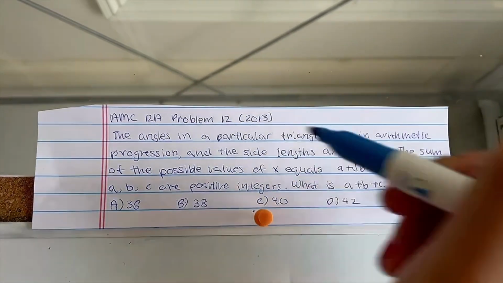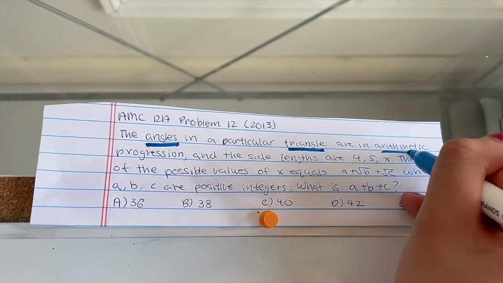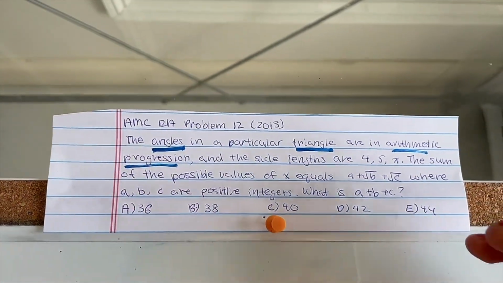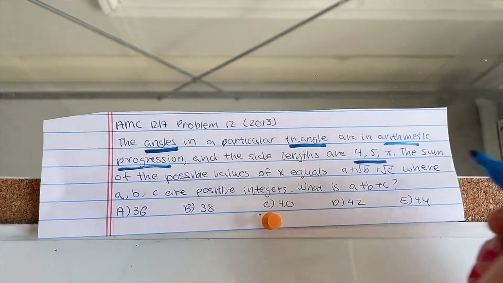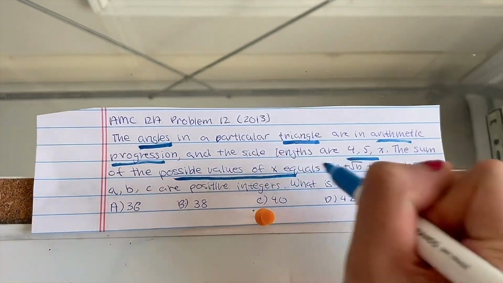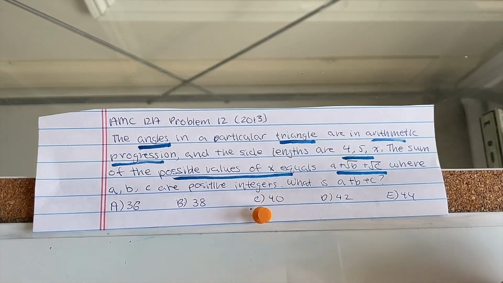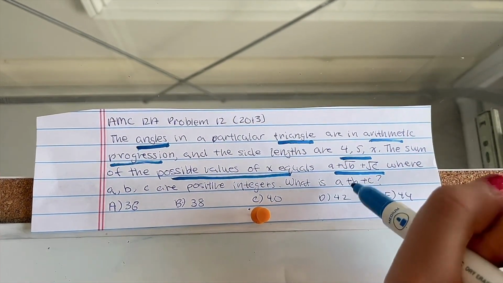So the key words here are that it is the angles of a triangle that are in an arithmetic progression. And it tells you that the side lengths of this triangle are 4, 5, and x. And the sum of all the possible values of x is equal to a plus square root of b plus square root of c. So if we can find the possible values of x, we can easily find a plus b plus c.